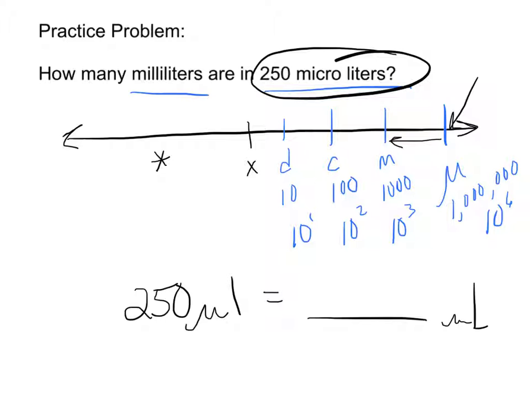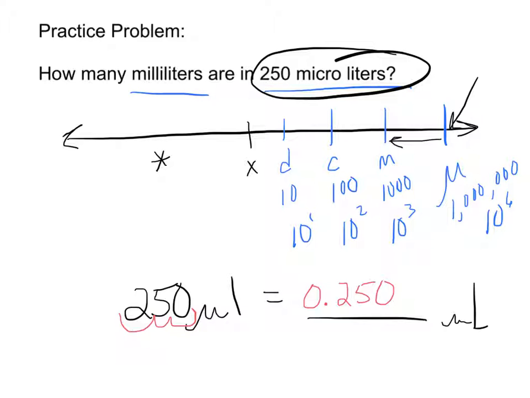So, I've got 250 microliters, and I'm going to move the decimal back 3 places. 1, 2, 3. So that's going to equal, I always want you to put a 0 in front of the decimal place, so I don't have to decipher your writing, and it's easy for me to tell that you meant that. So that's 0.250 milliliters.